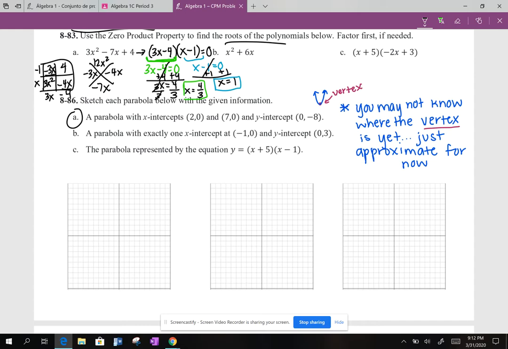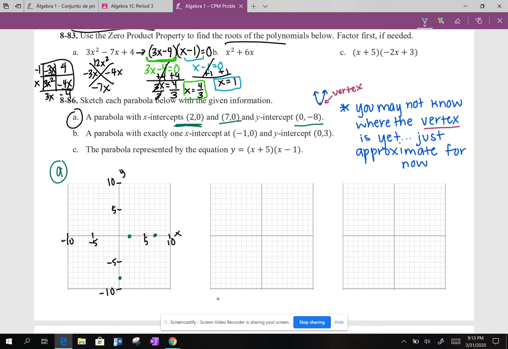Let's assume that I'm scaling by ones. So let's put 5, 10, negative 5, negative 10 on each axis. This is my y-axis and my x-axis. Okay, for part A, we have an x-intercept at 2, 0, right there. Another one at 7, 0. And we have a y-intercept at 0, negative 8 down here.